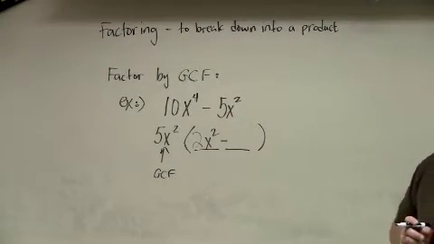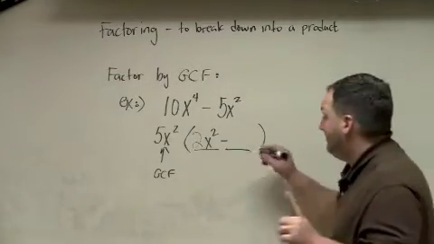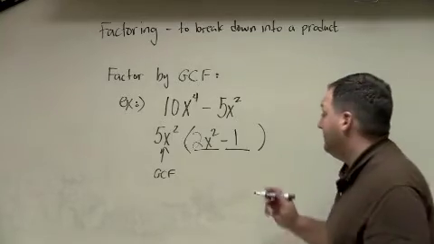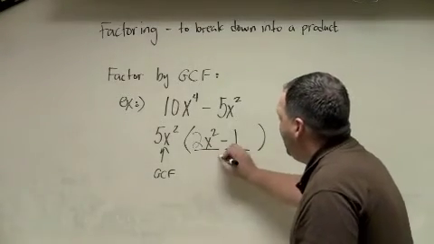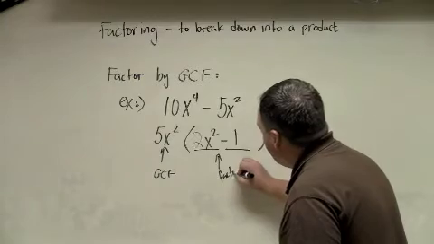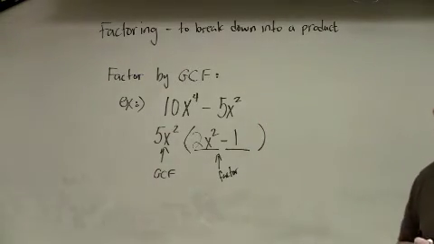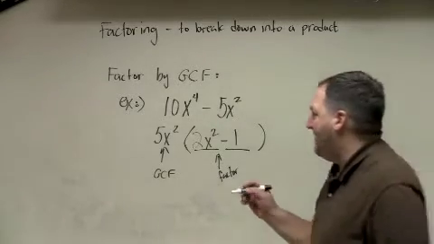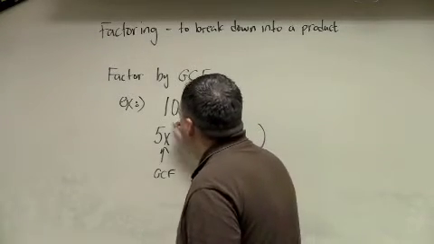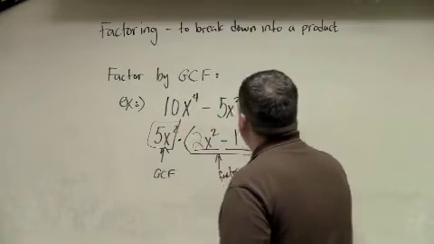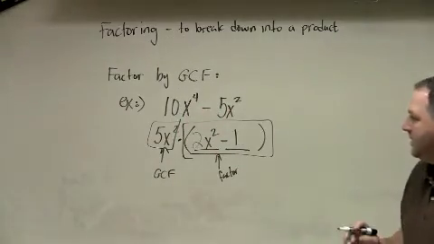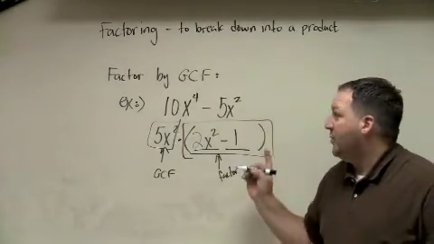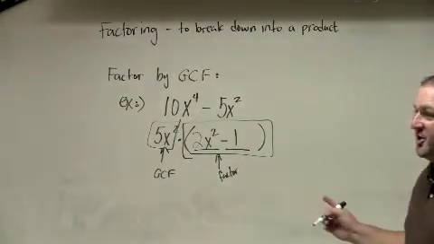Okay? 5 divided by 5, that's 1. X squared divided by x squared, still 1. So guess what? We get the second factor to be 2x squared minus 1. We have broken this down into a product of 2 things, a monomial and a binomial. We have factored out the GCF. We have pulled out a 5x squared out of each term.